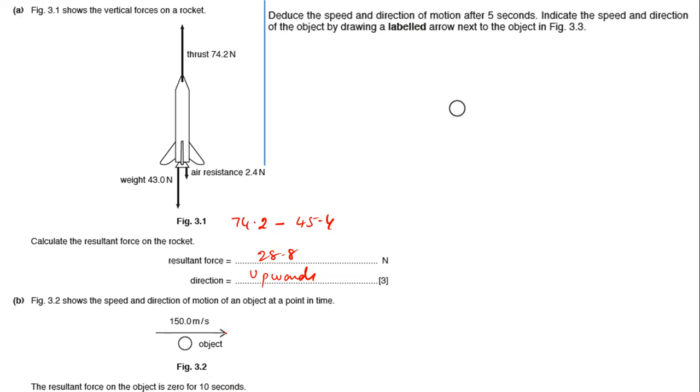So it's a different question, 150 meter per second object. The resultant force on the object is 0 for 10 seconds. Deduce the speed and the direction of motion after 5 seconds. Indicate the speed and direction of the object by drawing a labeled arrow next to the object in figure 3.3.